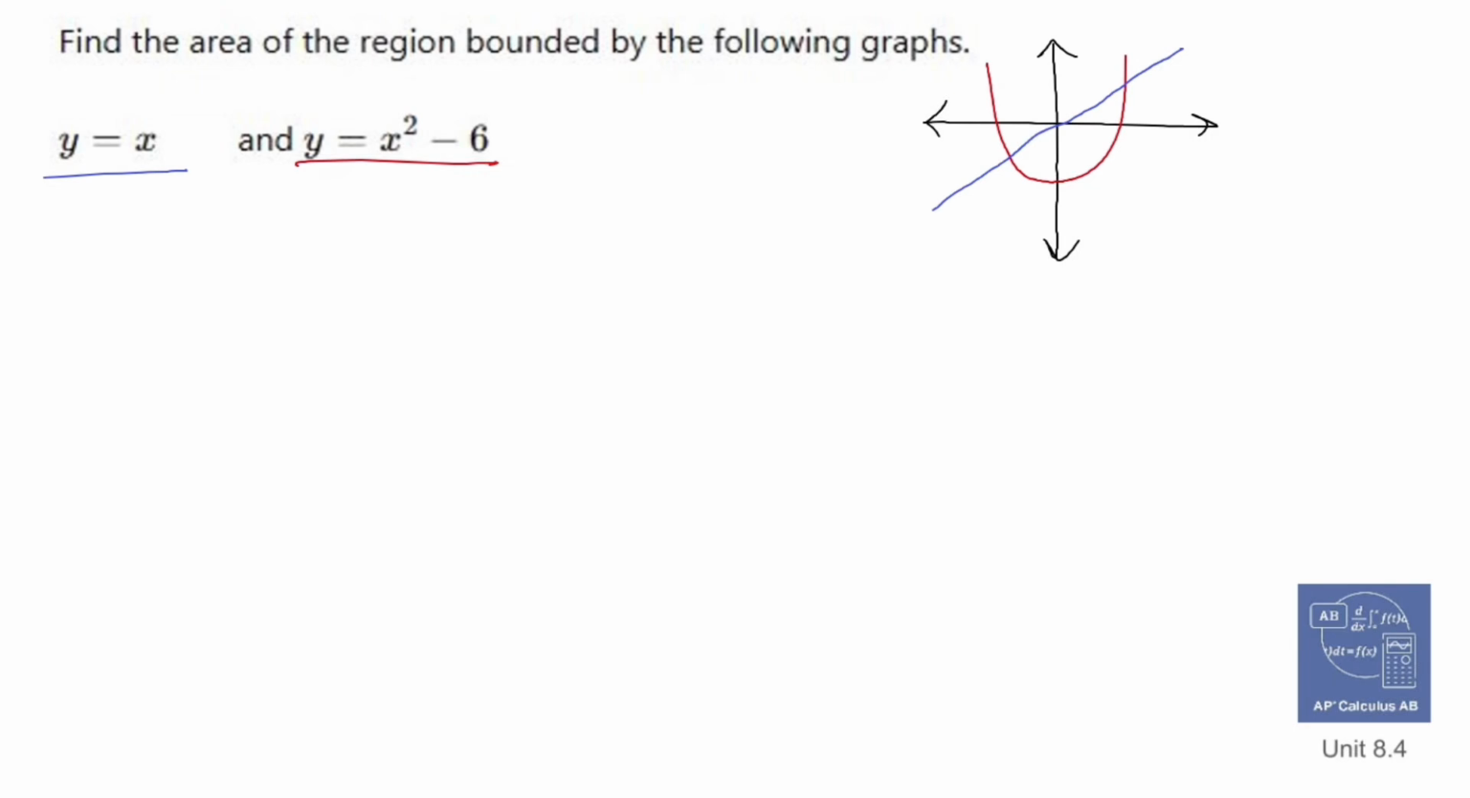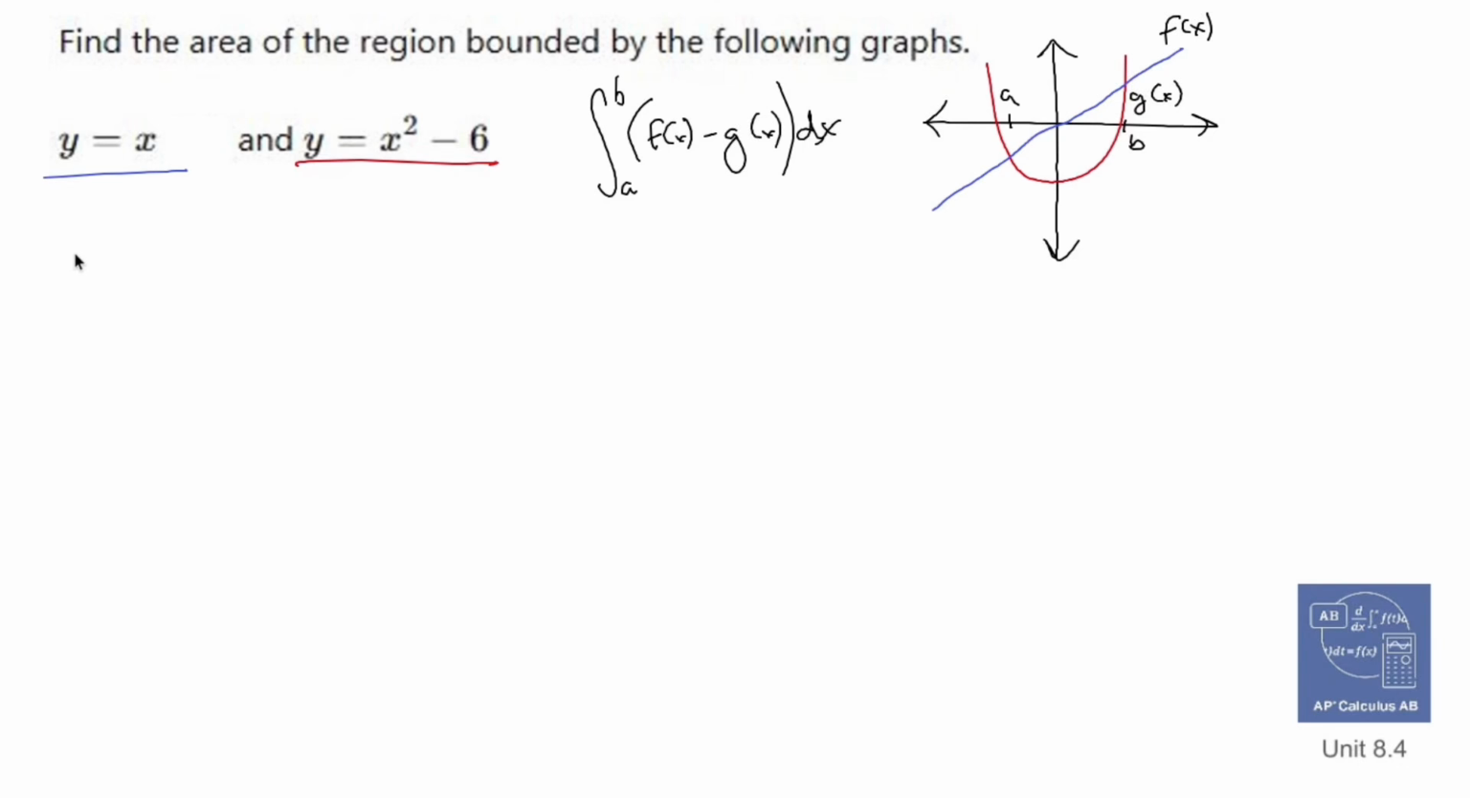Now, the formula for finding the area bound by two graphs is the integral with limits of integration a and b of f of x minus g of x dx. A and b are where these two graphs intersect, so I have to find out where they intersect. Then I'm going to take the upper graph, which appears to be the linear equation, and subtract out the lower graph, which appears to be the parabola. But first, we have to find out where they intersect.